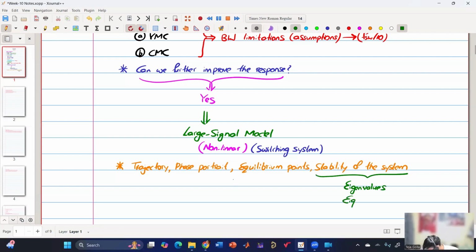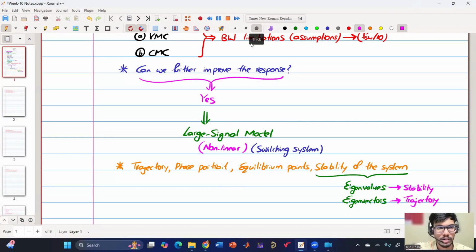And then we have also discussed eigenvectors. Why? Because eigenvalues decide the stability of the system, which we discussed last week. If you have not gone through it, you can also go through that. I have uploaded the video, so please go through it. And eigenvectors decide the trajectory, how it is going towards or away from the equilibrium point.